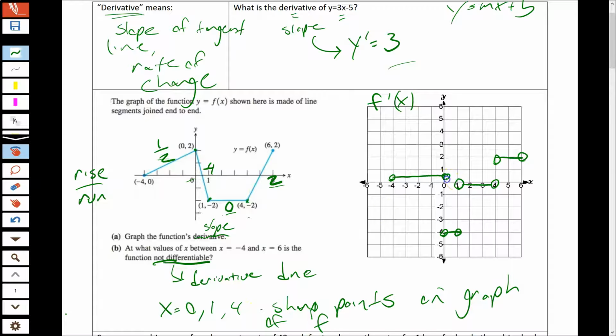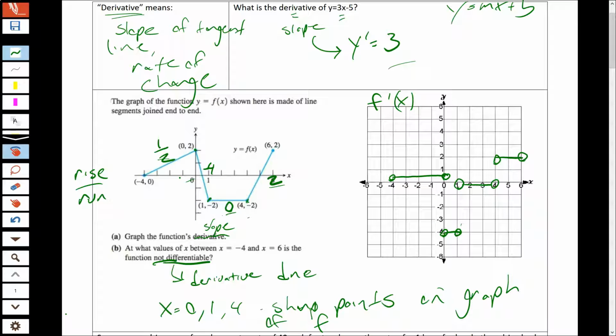Okay? And that's why I drew open circles here to represent that the derivative does not exist. That really makes sense if you think about the fact that the derivative is a limit, and the limit has to be the same on the left and right in order to exist, right? So the derivative does not exist at those points.